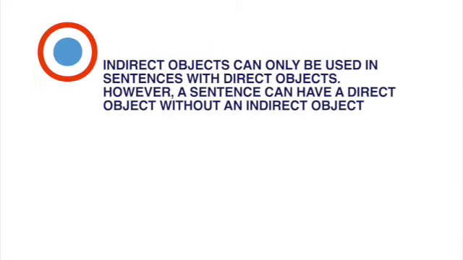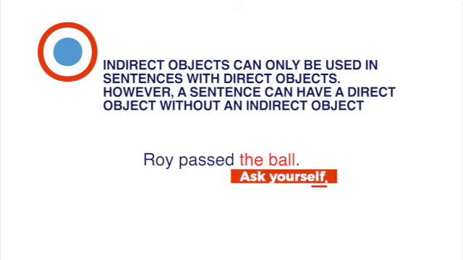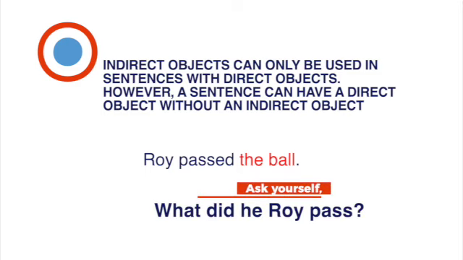Indirect objects can only be used in sentences with direct objects. However, a sentence can have a direct object without an indirect object. An example of this is simply saying, Roy passed the ball.